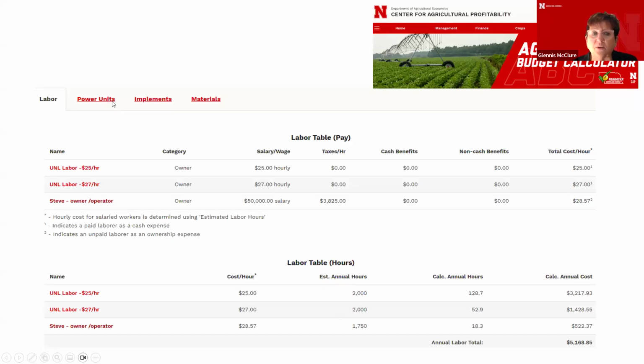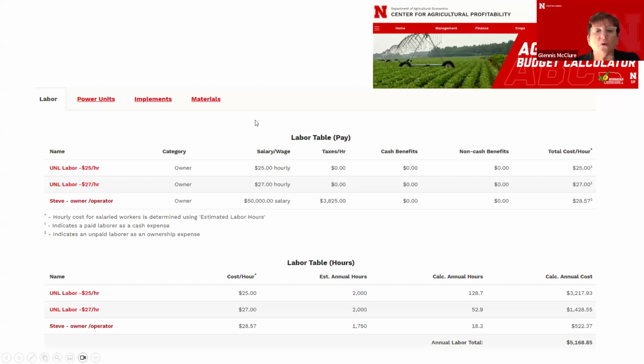We can also look at our list of power units, our list of implements, our list of materials. So that's really nice. Let's say I have 10, 20 different crop enterprises. I've got 10 different fields, and I can bring those all together in the whole farm scenario and get a whole farm report. And I could say, oh yeah, in total here, I need this much fertilizer. So we've got that kind of report that we can run.